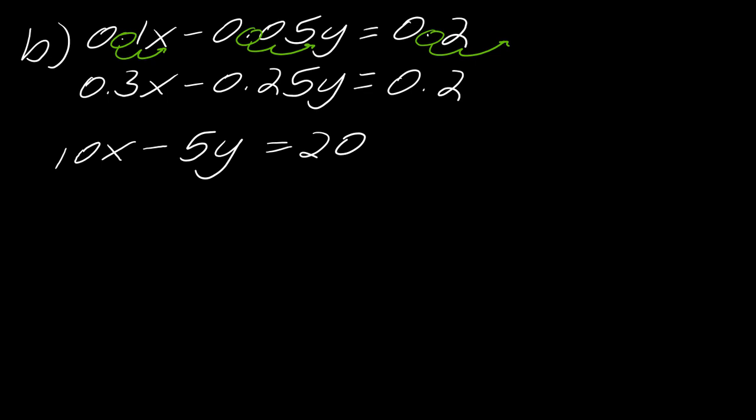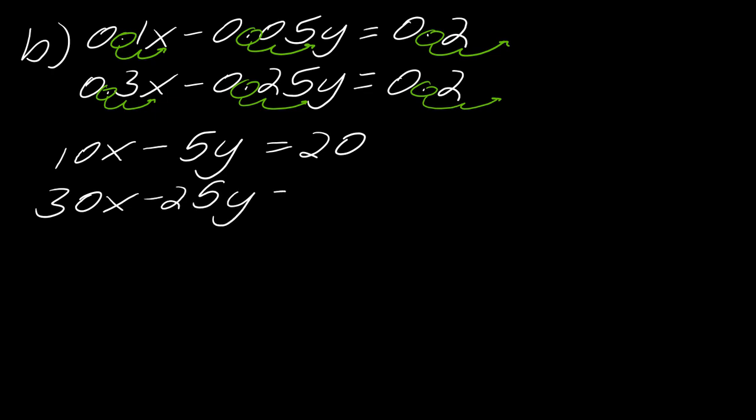Now what about in the second equation? What are the maximum number of decimal spots in the second equation? Well, it's still 2. So now I'm going to move all of these over 2. And so this will be 30x minus 25y equals 20. And so now from here, it's just whatever you want to do to finish this.